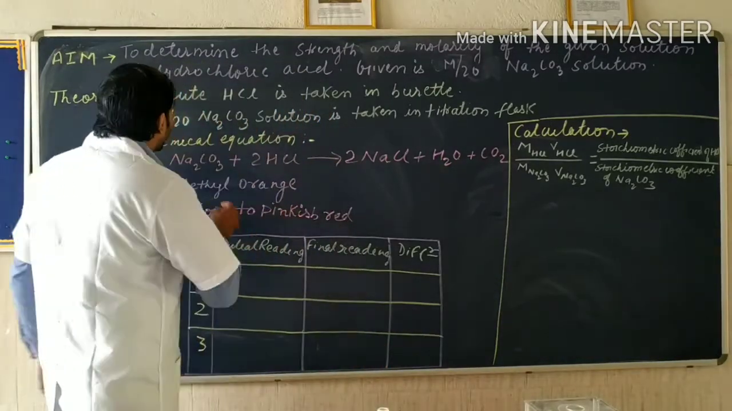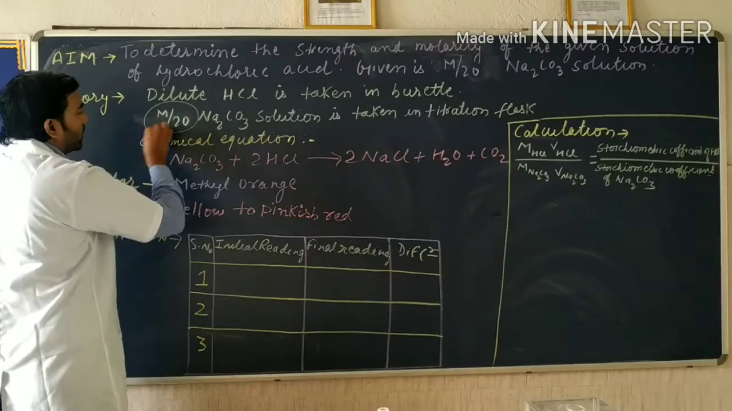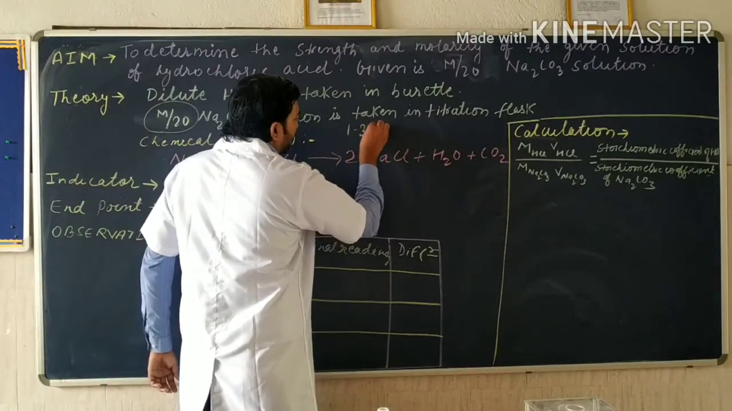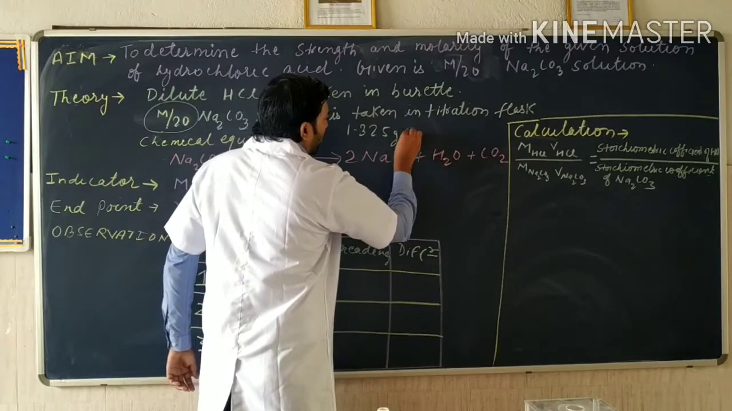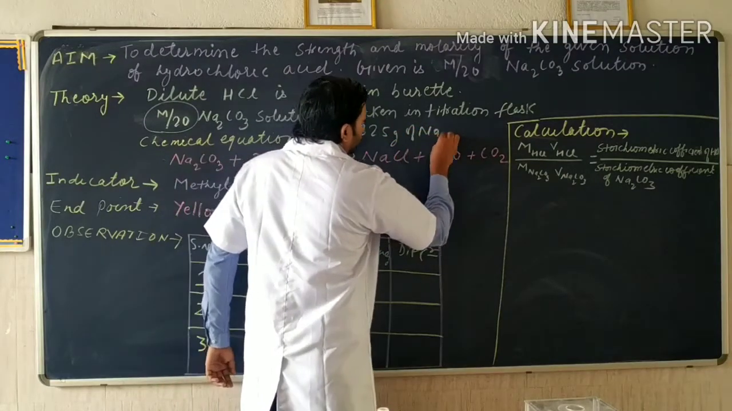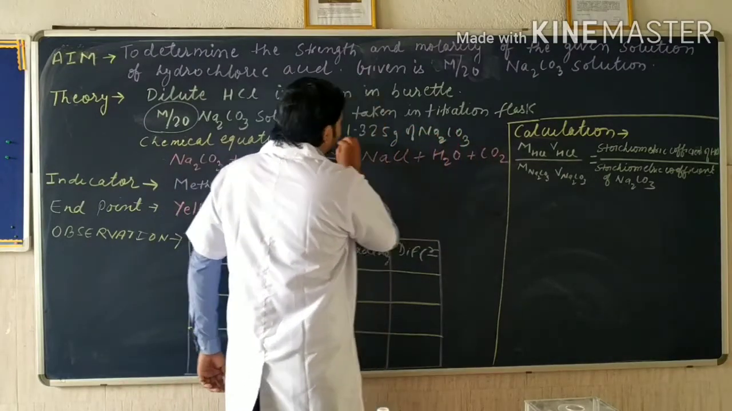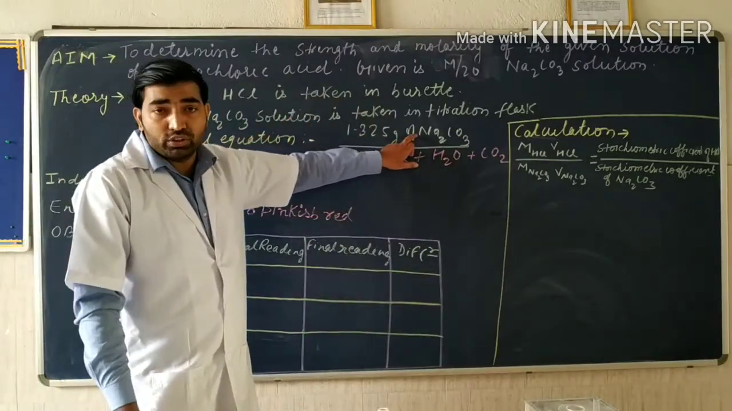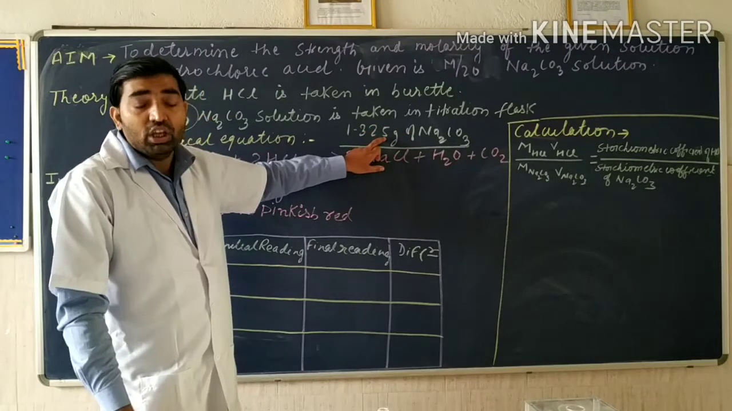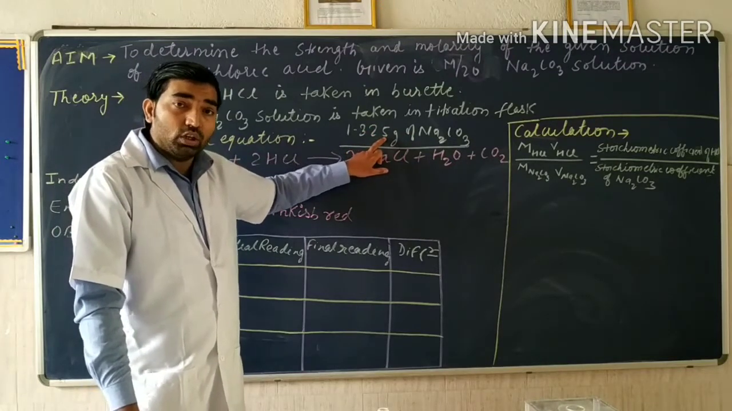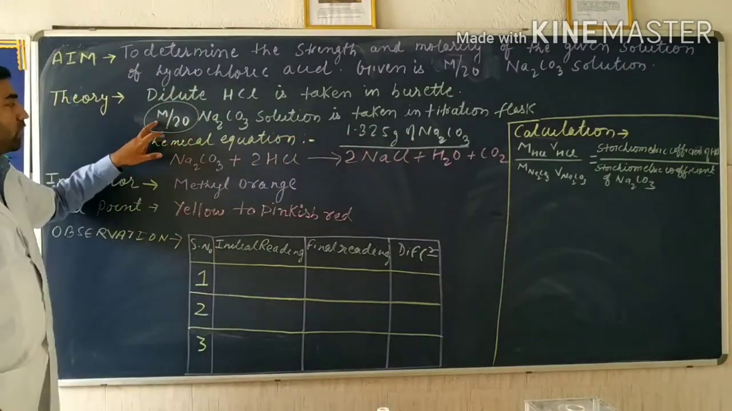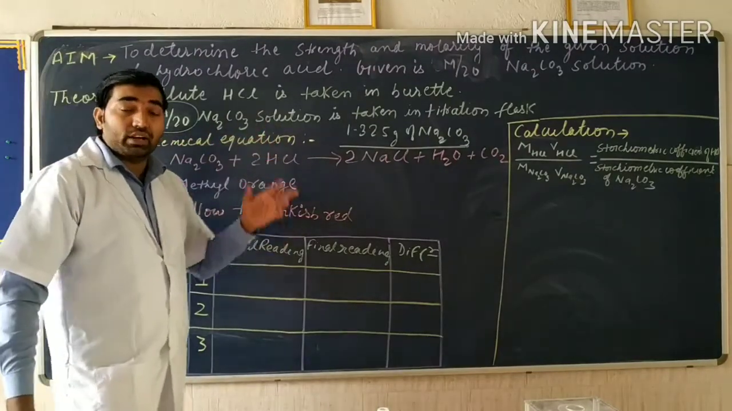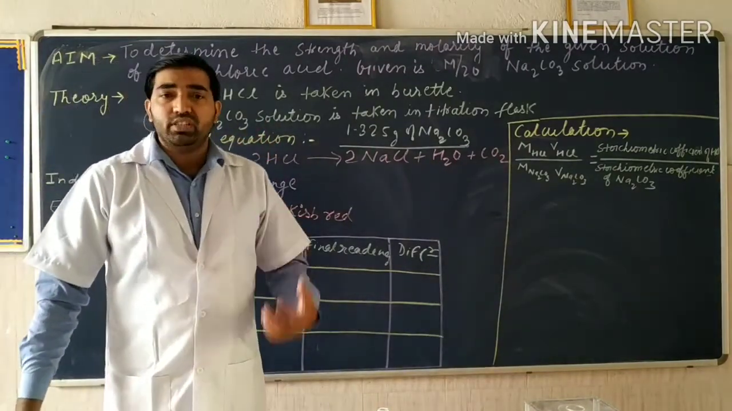And for the preparation of M by 20 sodium carbonate solution, we need 1.325 gram of Na2CO3. And when we dissolve this much Na2CO3, which is 1.325 gram, into 250 ml of distilled water, we get a standard solution of M by 20 sodium carbonate solution. The process I discussed in the previous video, the process remains the same.